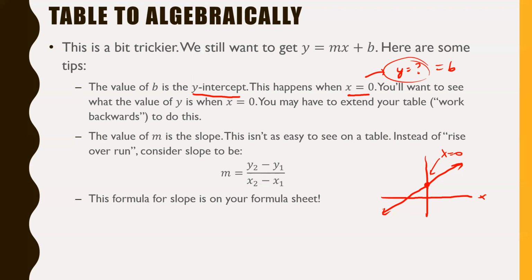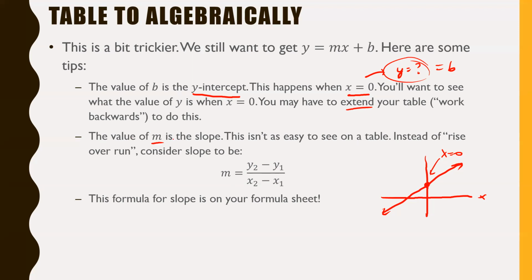Now here's the trouble. Sometimes your table doesn't have that on there. Sometimes your table doesn't even contain x is 0. This unfortunately means you might have to extend your table. In other words, you might have to work backwards to do this. Sometimes b is really an unknown. Sometimes by looking at your table, you'll know what your slope is, and then you'll be able to work backwards using just your slope, using your m. But it is what it is, right? Anyway, we haven't even talked about slope yet, so let's get into that.